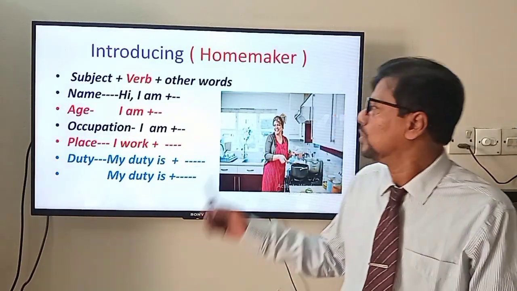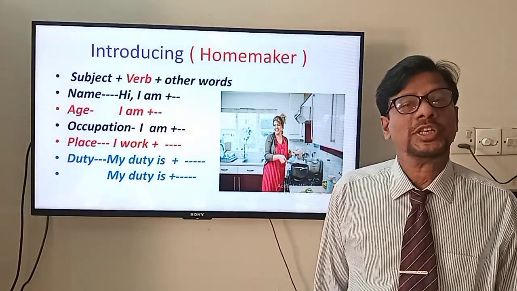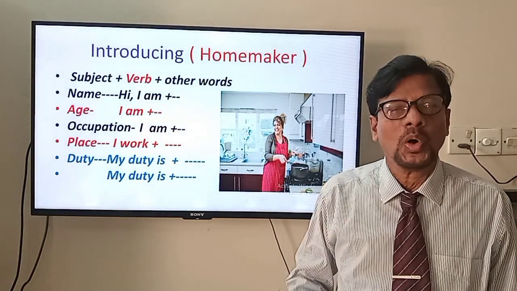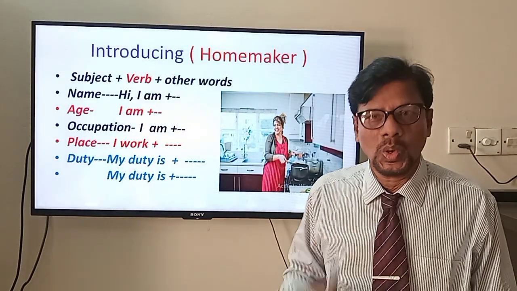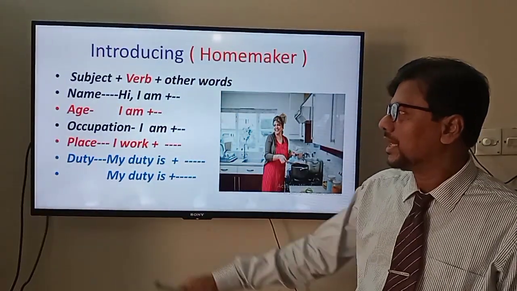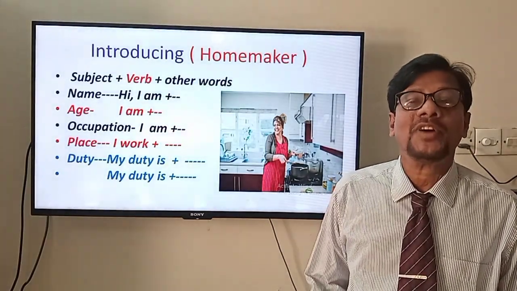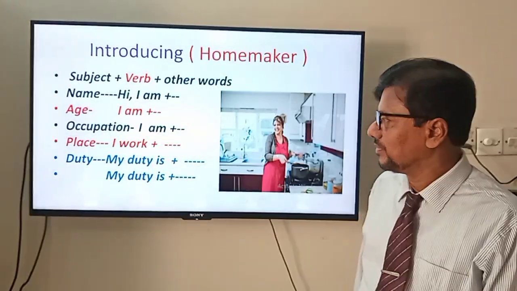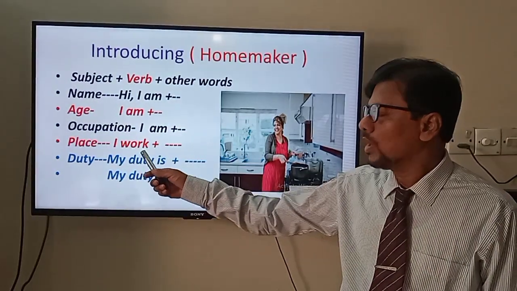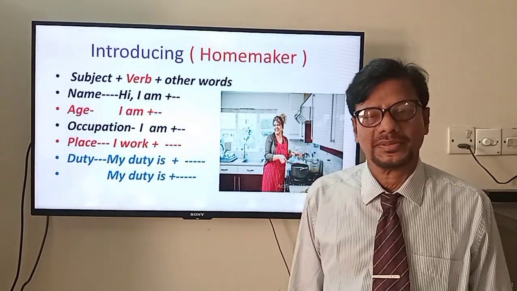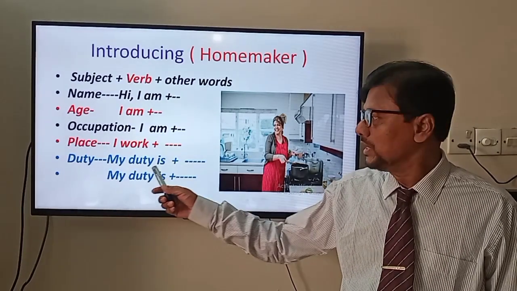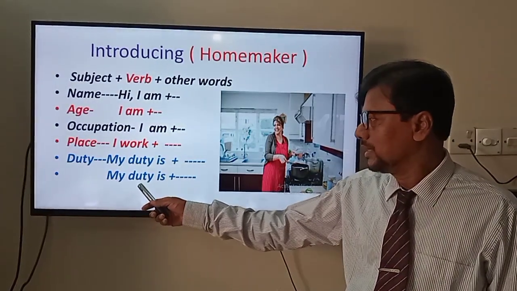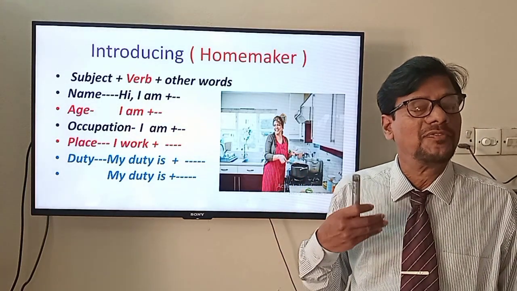Suppose you are a homemaker. You can start like this to introduce yourself. First name. Hi, I am Mary, or hi, this is Mary. Then comes age. I am 45. Occupation. I am a homemaker. Where do you work? I work at my residence. Duty. My main duty is to take care of my family members. Then you can say, my duty is to cook food for my family members.